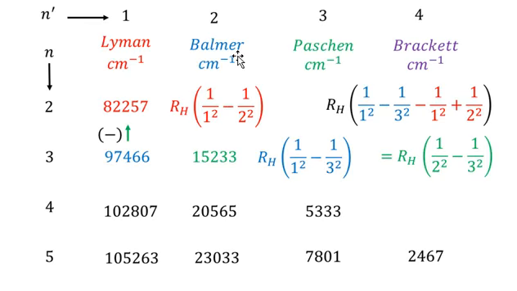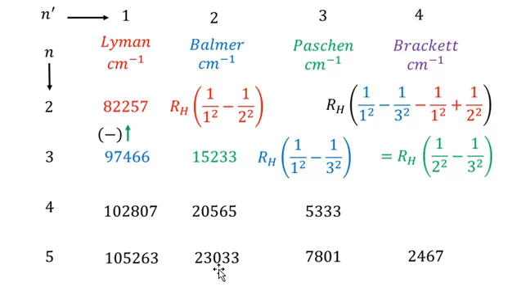For the Balmer series, you will notice that the transition takes place from level number 3 to level number 2. So if the hydrogen atom makes a transition from level 3 to level 2, then of course this wavenumber, which is 15233, will be emitted. If the transition from level number 4 to level number 2 takes place, then in the emission spectrum of hydrogen, this wavenumber will be noted, 20565.